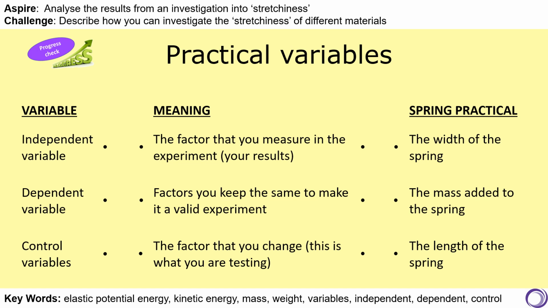So we are going to finish today's lesson then with this quick matchup. So this is just reminding us of those variables, those keywords that we talked about earlier on in the lesson. I'd like you to try and remember what an independent variable was, a dependent variable, and a control variable. So I'd like you to match up the type of variable to its meaning, and then I'd like you to match it up to what those variables were in this spring practical that we did today. Okay, I'm going to give you another 2 minutes to do this. Off you go.